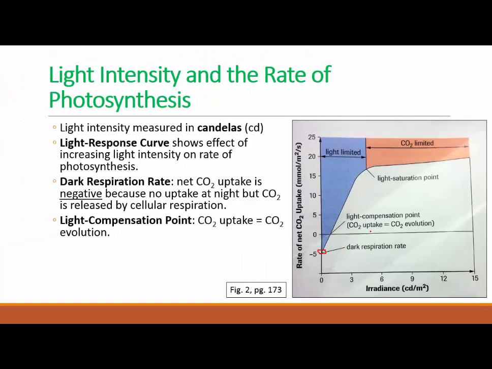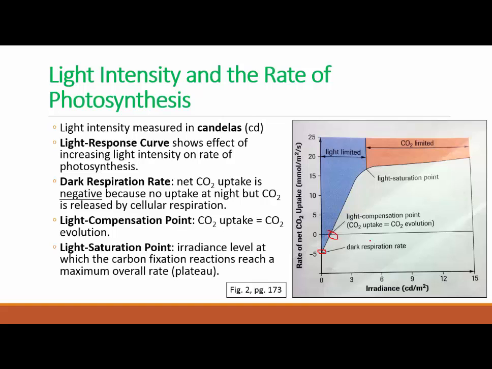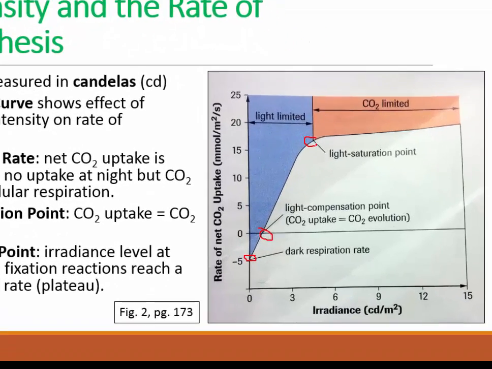Where the CO2 uptake, which would be our photosynthesis, and CO2 evolution or release, that would be our cellular respiration, where they're equal, this is called the light compensation point, okay, where those two carbon dioxide levels are equal. As we continue to provide light and photosynthesis occurs and CO2 is being taken up, we eventually get to something called the light saturation point.